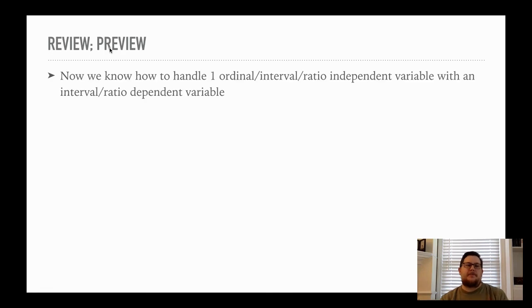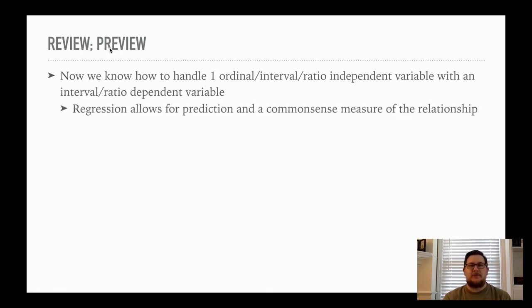So reviewing, that was a lot. Now we know how to handle one ordinal, interval, or ratio level independent variable with an interval or ratio dependent variable. Regression allows for prediction and a common sense measure of the relationship. Common sense in that a 1 unit increase in x yields a beta unit increase in y. The rise here is beta, the run is 1.